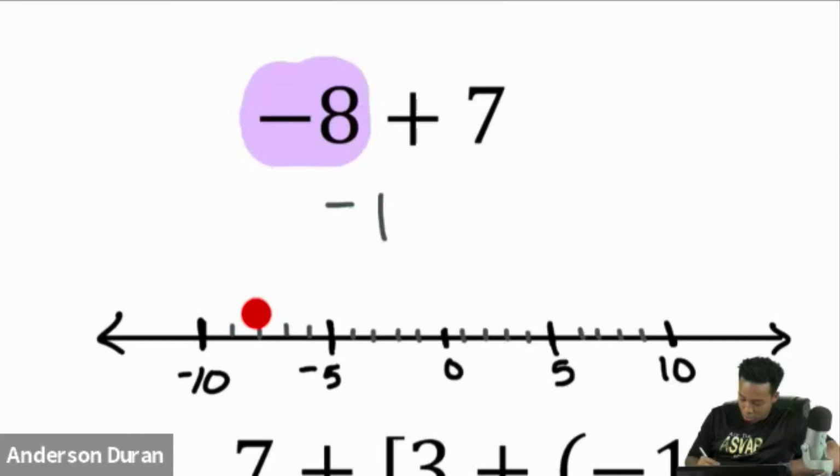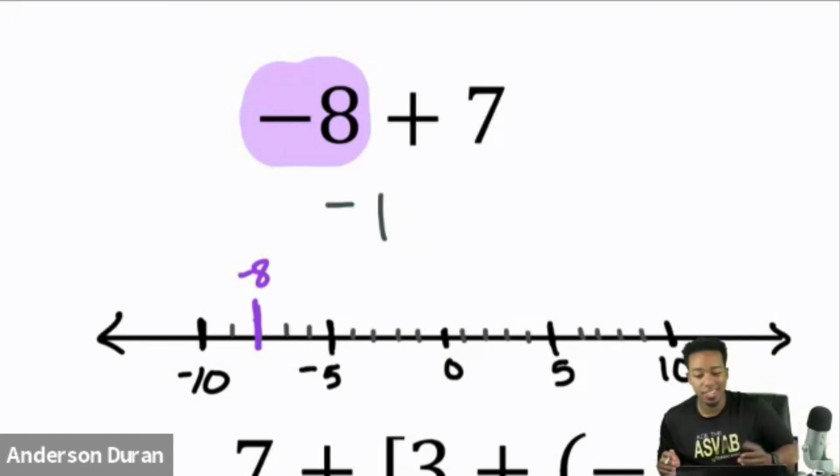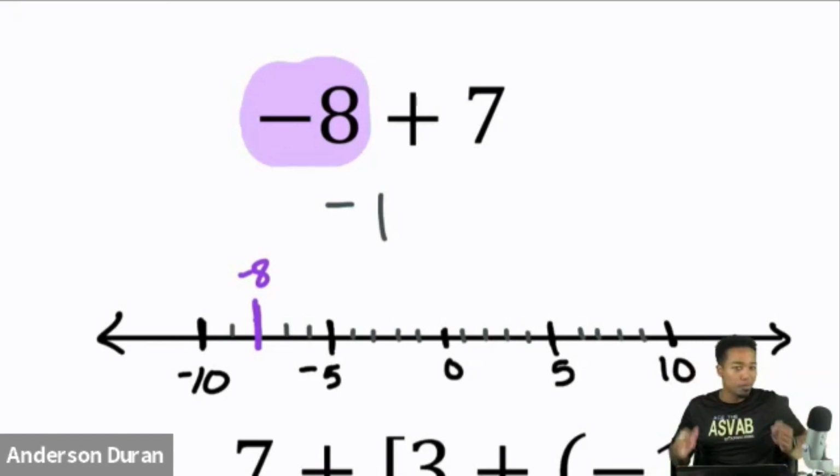So Maya, do you agree that this is where we should start off for -8s? Yes or no, Maya? Let me know. Are we good right there? That's where we should start? Cool. Yep, that's exactly where we should start. Now, if I am adding a +7, everybody, what direction is that going to take me? To the right or to the left? Which way? Yeah, that's going to take me to the right. If I'm adding, that's going in the positive direction.